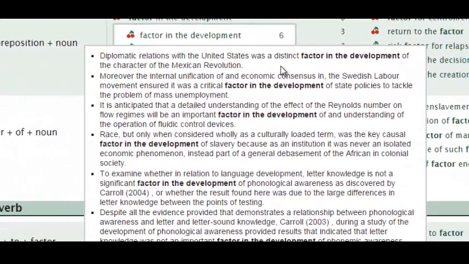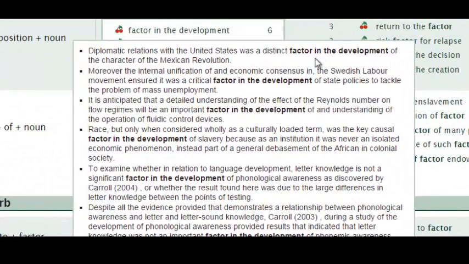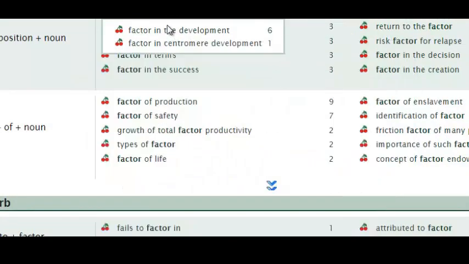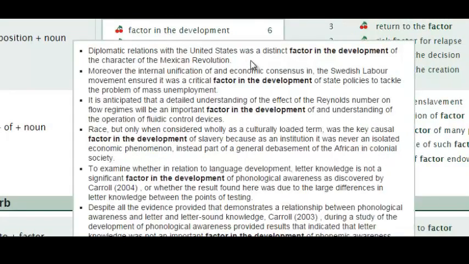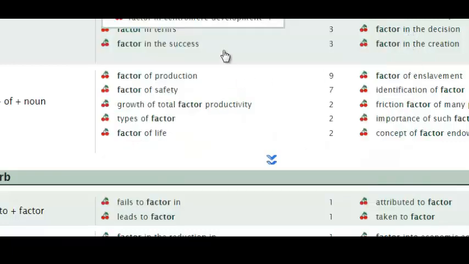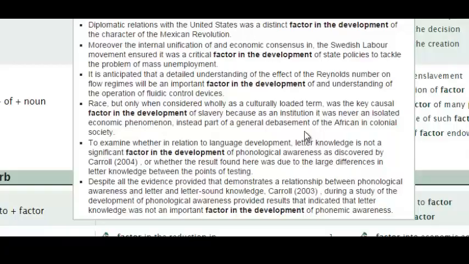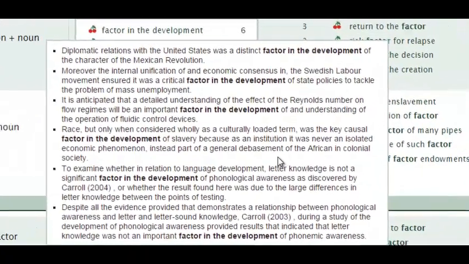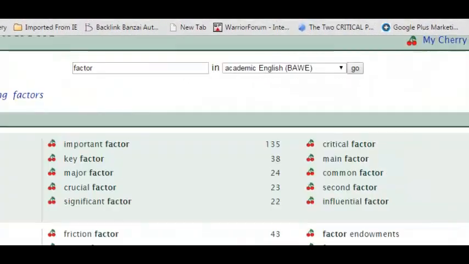Now already, just as a point, you can see that the preposition attached to factor is "in". So that's another thing that you need to record in your vocabulary notebook, the prepositions that are attached to words. So let's have a look. "Diplomatic relations with the United States was a distinct factor in the development of the character of the Mexican Revolution." So this whole phrase, "factor in the development of", you can just take that and use it in your own writing. So something is a factor in the development of something else. So let's go back up.